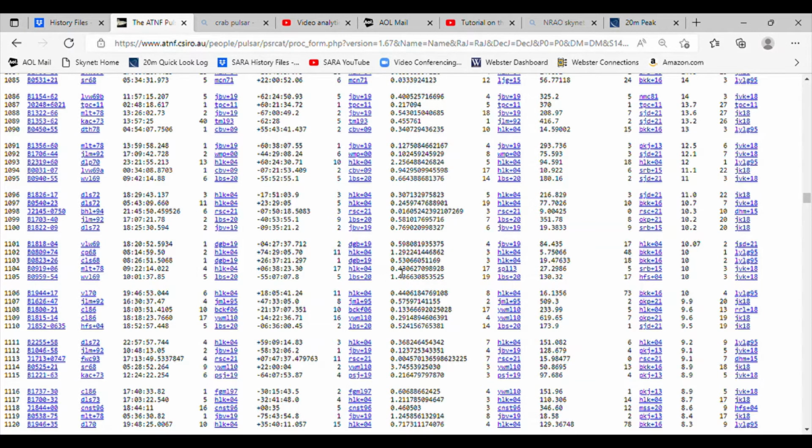The period is 0.53066 seconds. Dispersion measure is 19.476. And the signal strength is 10 millijanskys.